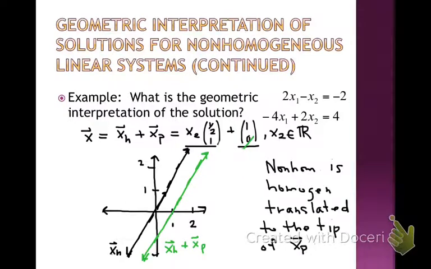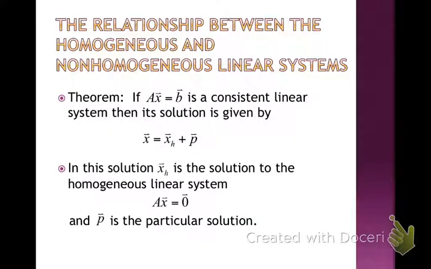So now we see both solutions together, the homogeneous solution, which you see as the line in black, and the non-homogeneous solution, which is the line in green, are both parallel to each other. And in fact, the non-homogeneous solution is a solution that is parallel to the homogeneous solution and is simply translated to the tip of the particular vector.